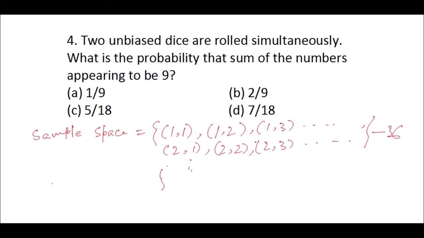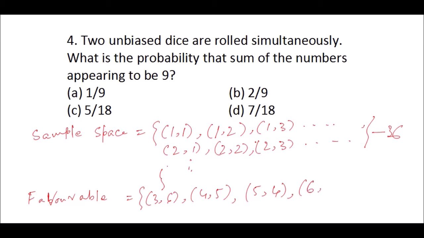Now come to our favorable outcomes. How many? We should get that the sum should be 9. Therefore, one is 3,6. Then 4,5. The first die is 4, the second die is 5. Therefore, 5,4. Then 6,3. Therefore, you can see the total favorable outcomes are 4.